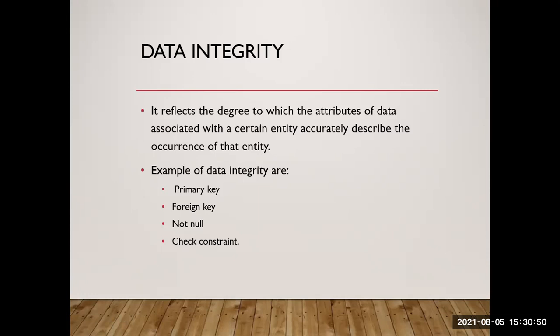Then coming to the next point, examples of data integrity: primary key, foreign key, not null, check constraint. In your entity or table, if you have provided the attribute or column as a primary key, make sure to enter some value there. Don't leave it empty. And another thing is that it should not be repeated. It should always be unique.